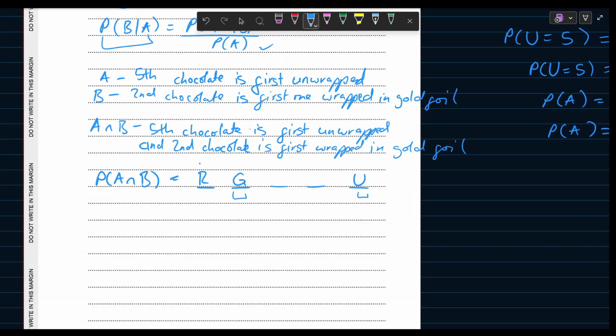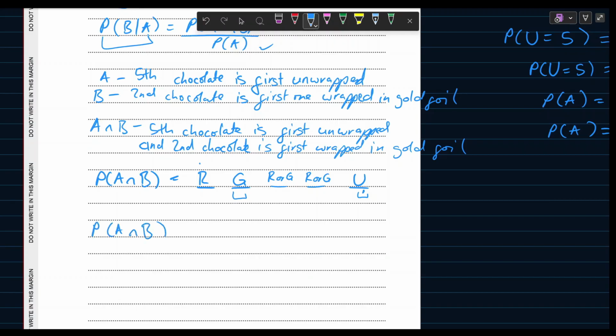So in the first pick, we can only pick a red chocolate. And then in the third pick, this can be R or G. And then here it can be R or G as well. For the same reason, we can't pick a U in any of these two slots because this then won't be the first unwrapped chocolate. All right, so now let's evaluate the probabilities.